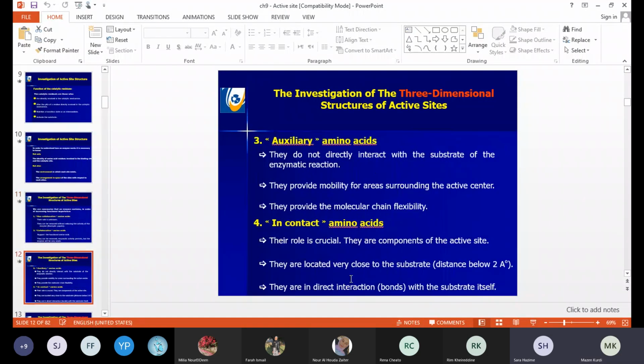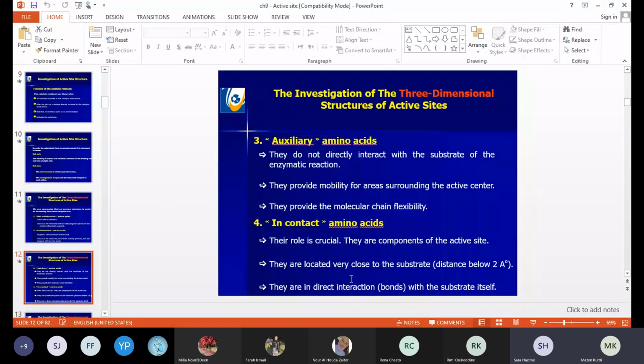We have a third type of amino acids present in this enzyme that we call the auxiliary amino acids. These amino acids do not interact directly with the substrate of the reaction. However, they provide mobility for areas surrounding the active center, and they provide the molecular chain flexibility. And these amino acids are very important in the formation of the active site itself.